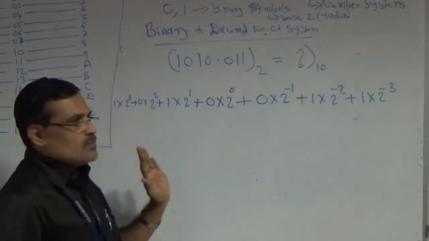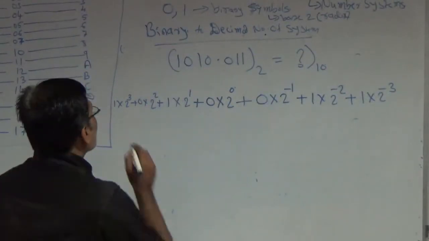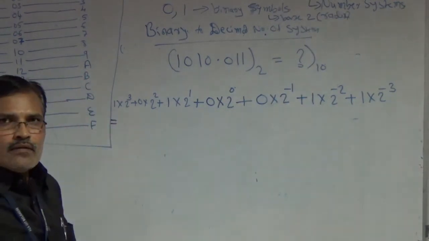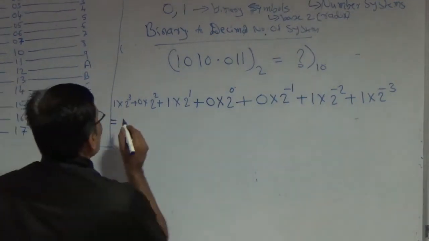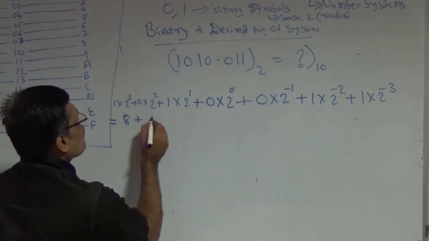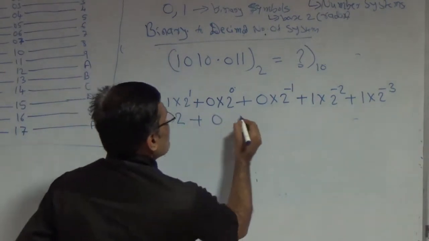power of 2. So we have expressed the given binary number as a sum of powers of 2, then just simplify this polynomial. That's it. Okay. So let us see. 1 into 2 raised to 3 is 8. 0 into anything is 0. So this is 2. 0 into anything is 0.